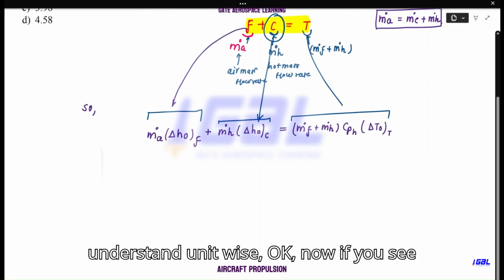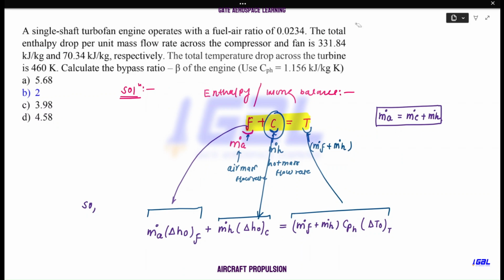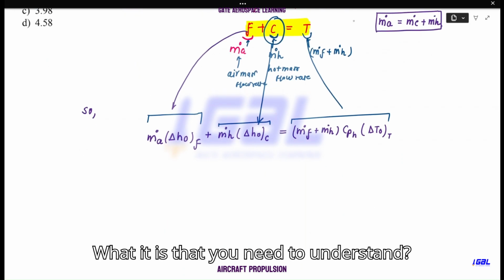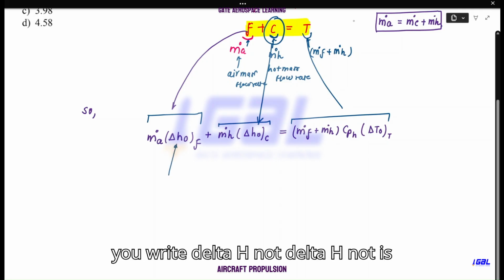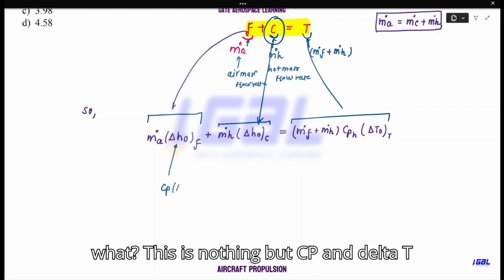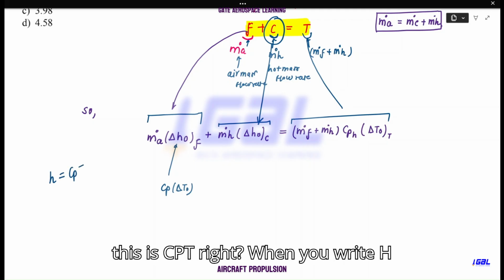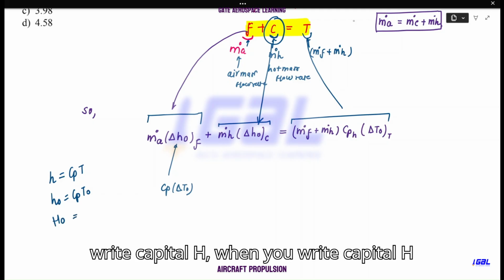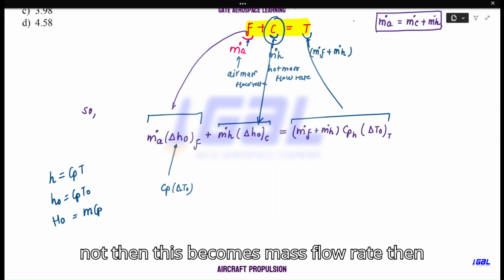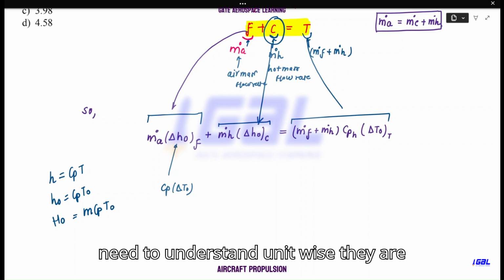Now you should understand the total enthalpy drop per unit mass flow rate, what it is. When you write delta h naught, what is this? This is nothing but cp and delta T naught, right? When you break the term h, this is cpT, right? When you write h naught, this is cpT naught, right? When you write capital H naught, then this becomes mass flow rate, then cp, then T naught. Okay, so now you need to understand unit-wise.